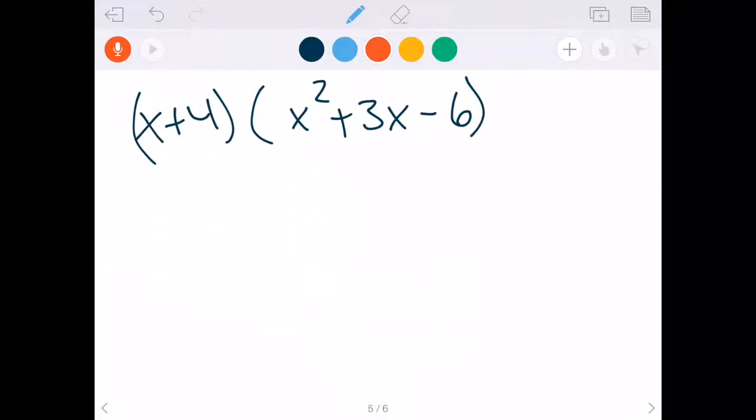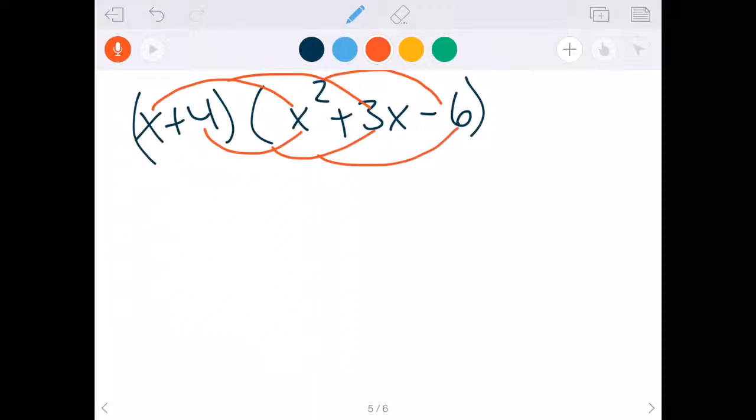The last two examples, as you can tell, the second set of parentheses has 3 terms. So this is a binomial times a trinomial. It's going to be the same process, except now we just have one more thing to multiply by. So with the x, we still have our 2 lines like we had before, but now we just have one more. We need to multiply by everything in the second set of parentheses. So 3 terms in the second set. It's going to look a little bit different, but it's still the same type of process.